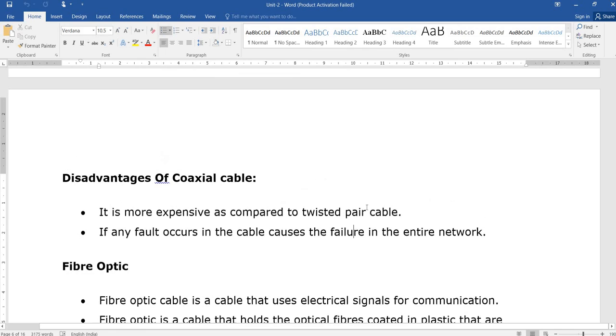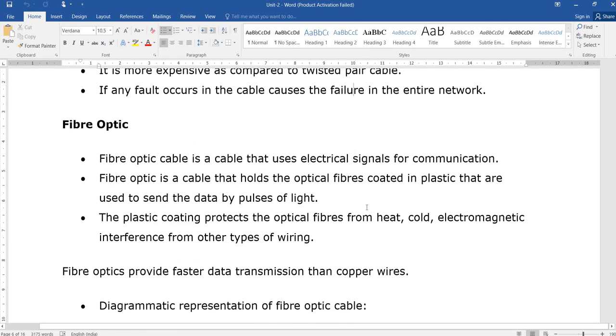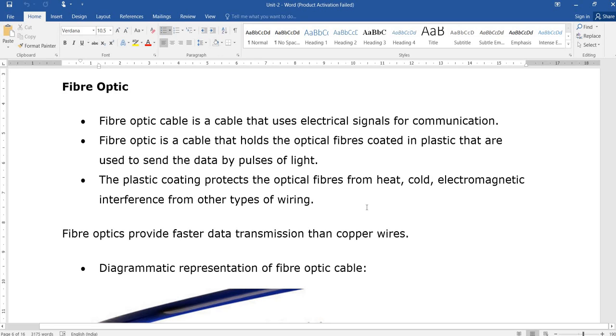These are the points under coaxial cable, and now let's move on to fiber optic cable. Apart from these copper-based transmissions, fiber optic transmits the data in the form of light. Fiber cable is a cable that uses light signals for communications.